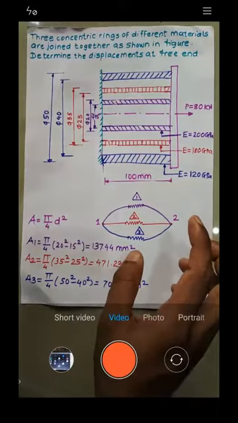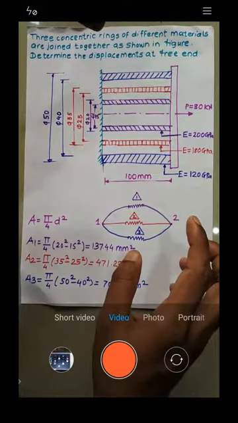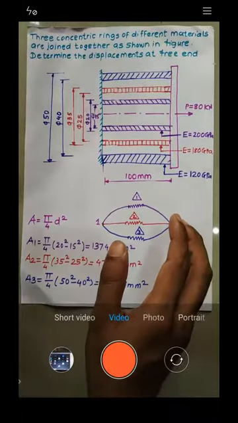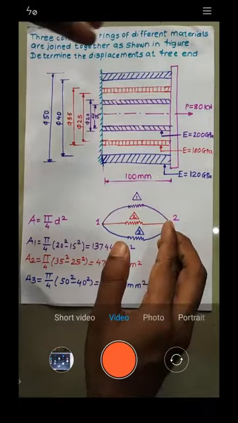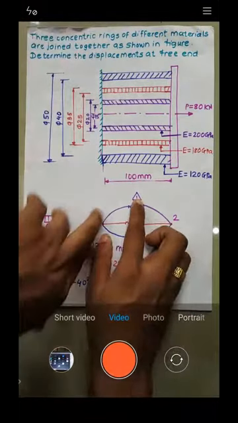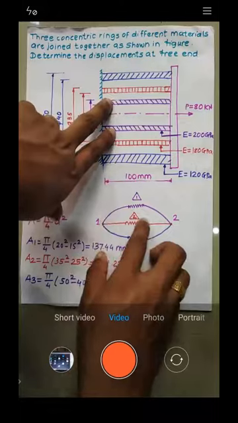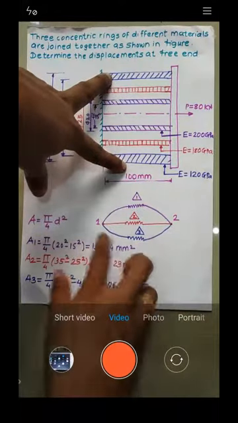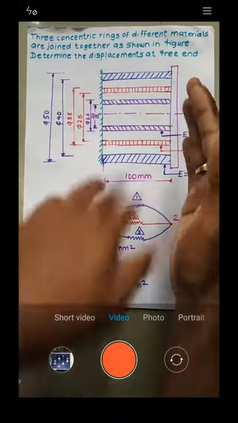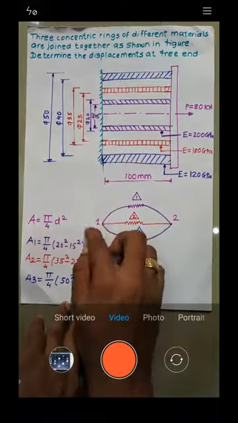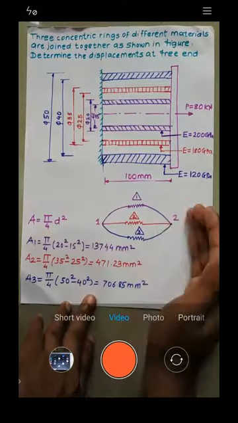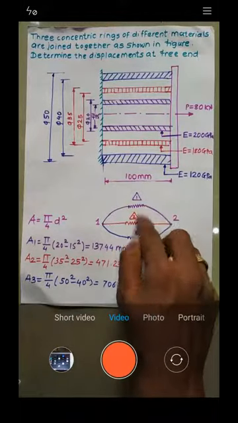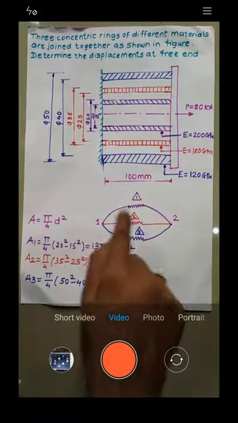The elements available by considering the change in cross section are the same as the elements available by considering the change in material. So element number 1 is the innermost, element number 2 is the middle one, and element number 3 is the outermost. All these three elements are connected to the same points. At the left hand side they are connected to a fixed support, and at the right hand side they are connected to a plate. So we have all three elements between the same nodes, node 1 and node 2.